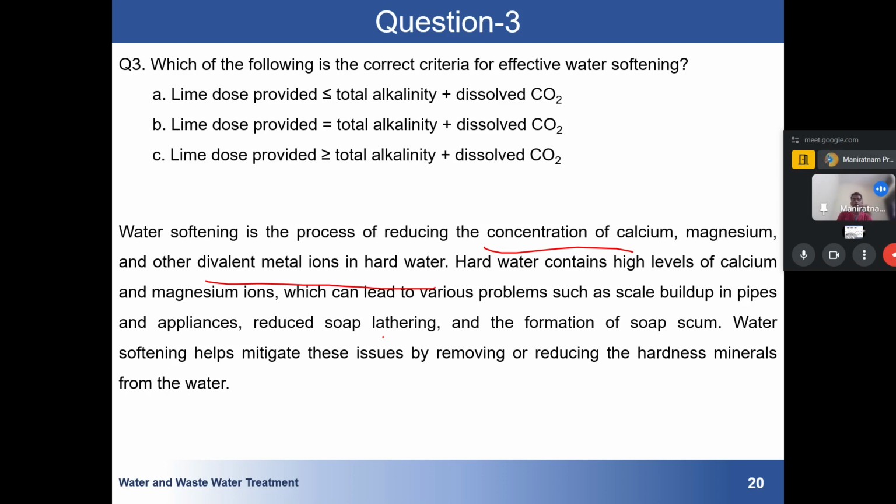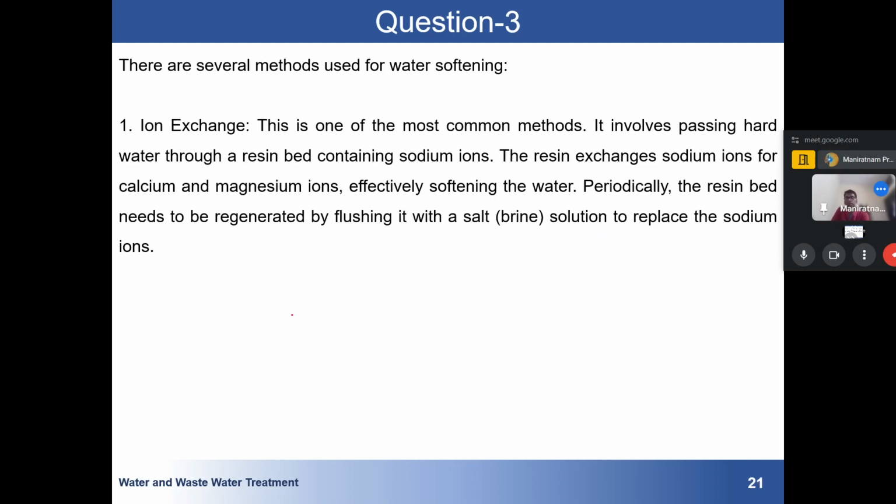A water which is hard will always cause some kind of economical loss. There are several methods to soften it, and one is the ion exchange method.